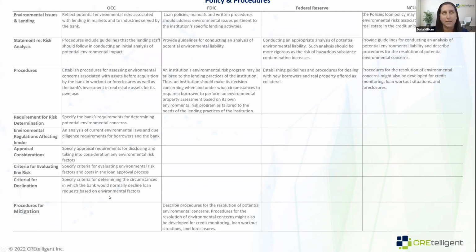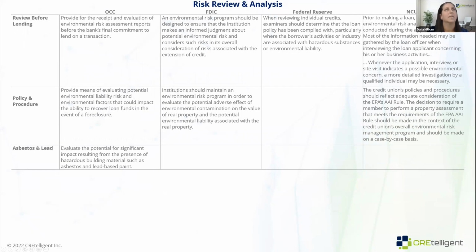I would say that the OCC, quite interestingly enough, is the only one that mentions a link between appraisal requirements and environmental risk. The rest of them do not at all. Again, OCC makes at least a moderate statement about asbestos and lead. There's very little guidance about asbestos and lead from the other three.